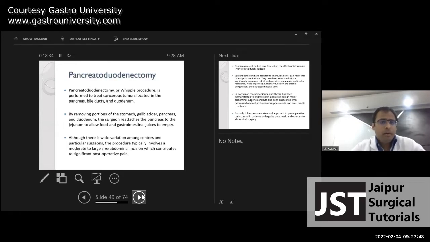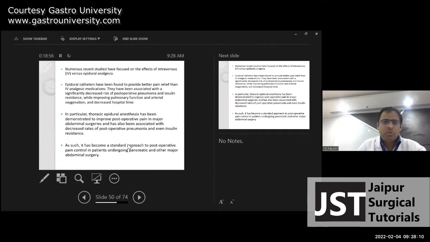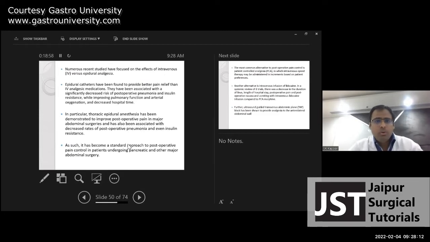Now, when we are doing a pancreaticoduodenectomy like Whipple's procedure, it is done to treat, as all of us know, cancer tumors located in the pancreas, bile ducts, and duodenum. So what is happening? Although there is wide variation among centers, the procedure involves a large abdominal incision, which causes significant post-operative pain. So numerous studies have been done to study the effects of intravenous versus epidural anesthesia in such patients.